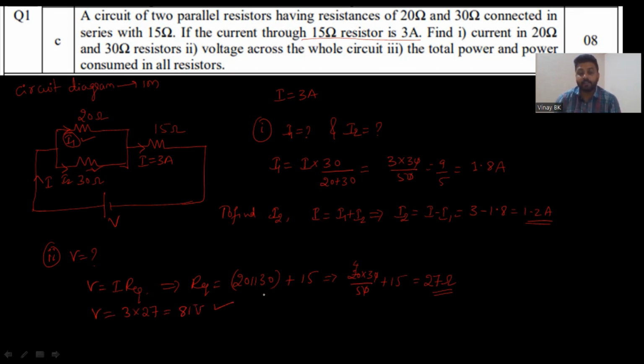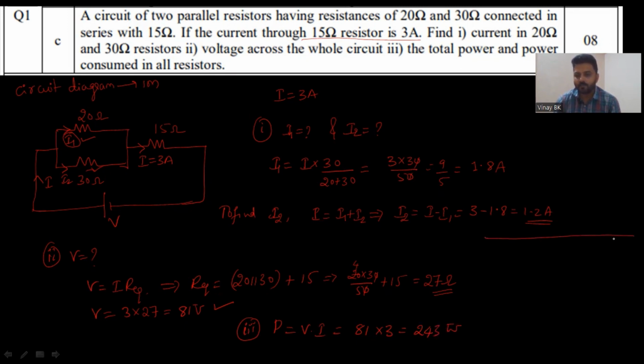And the third point, what did they ask? In the third point, they asked you to find the total power and the power consumed in all the resistors. The total power P is given by V into I, where V is 81 and I is 3. So you get 243 watts total power.